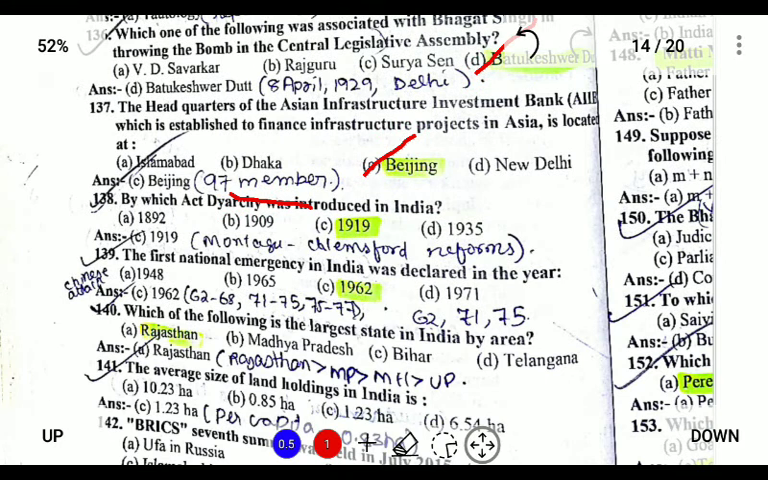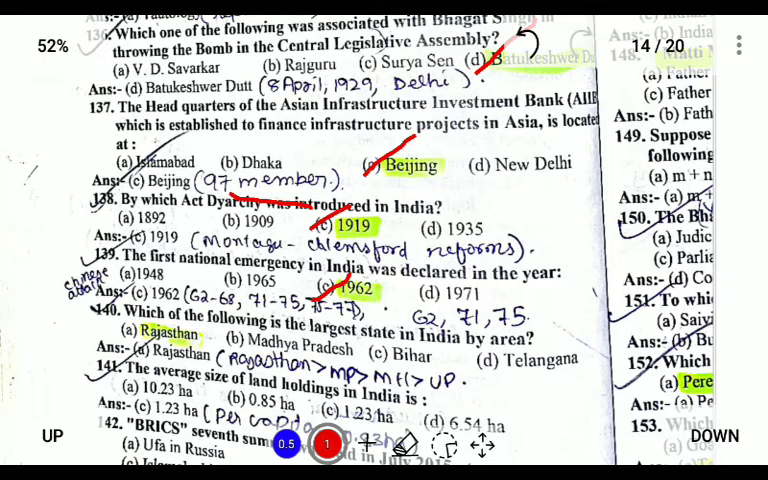Next, by which act was the bicameral legislature introduced in India? It means a division of power between the center and the state, and between the legislative councils, given by the 1919 Montagu-Chelmsford reforms. Next, the first national emergency was declared in 1962 during the Indo-China War, and a national emergency was proclaimed in India three times.